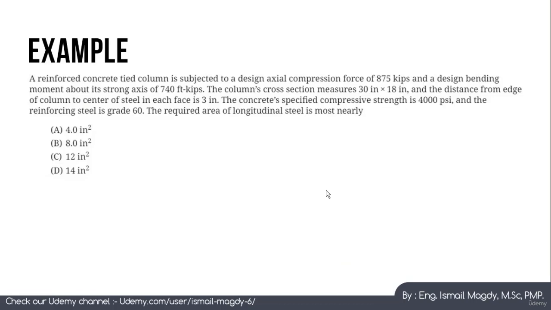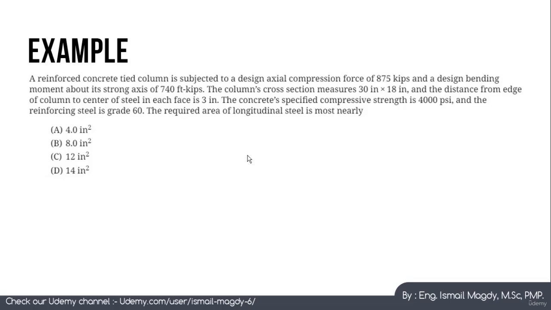So here we have this example. A reinforced concrete tied column is subject to design axial compression force of 875 kips and design bending moment about its strong axis of 740 feet-kips. The column's cross section measures 30 inches by 18 inches, and the distance from the edge of the column to the center of the steel in each face is 3 inches. The concrete specified compressive strength is 4000 psi and the reinforcing steel is grade 60. The required area of longitudinal steel is most nearly.